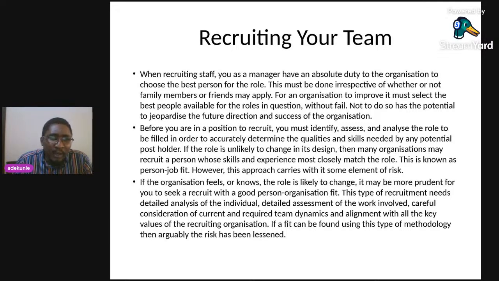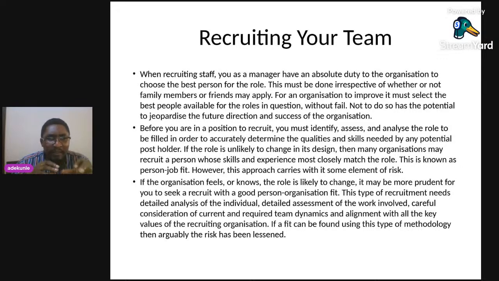So it is important that when you're recruiting staff into your organization, you need to show that the organization has the best in mind to choose the best person for the role that they are employing them for. And sometimes this is done irrespective of whether or not a family member or friends maybe apply. But sometimes business is business. You don't bring family into business. So for an organization to improve, they must try to select the best available for the role in question. Because if you don't have the right people there, of course, nothing will get done.